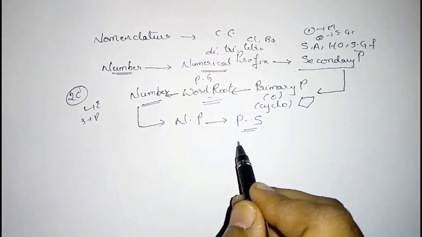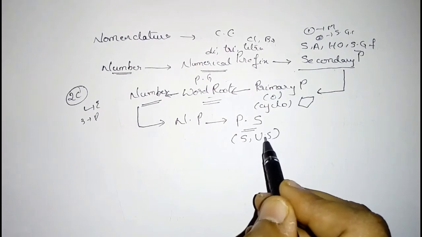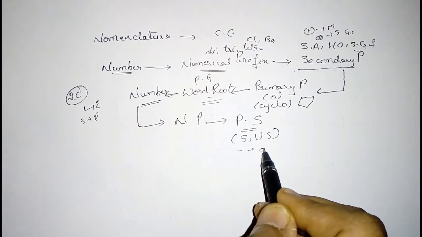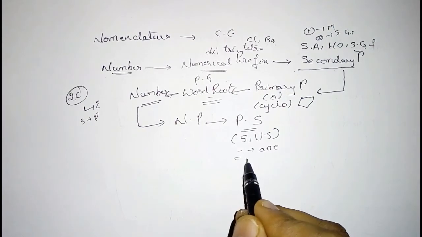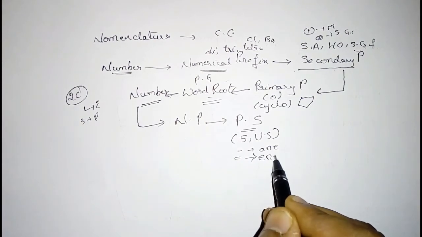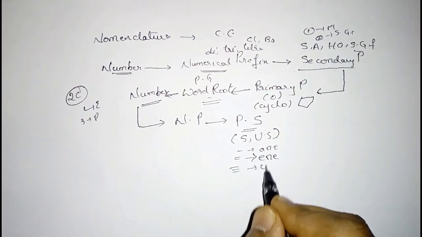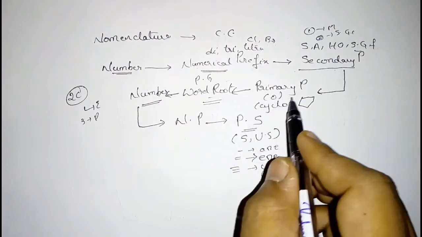Now primary suffix says about what? It tells about the saturated and unsaturated carbon compound. If it contains a single bond, you will be writing it as what? Ane at the last of the name of the compound. If it contains a double bond, you will be writing it as ene. Okay, if it contains a triple bond, you will be writing it as what? Ine. So that's what our primary suffix is about.